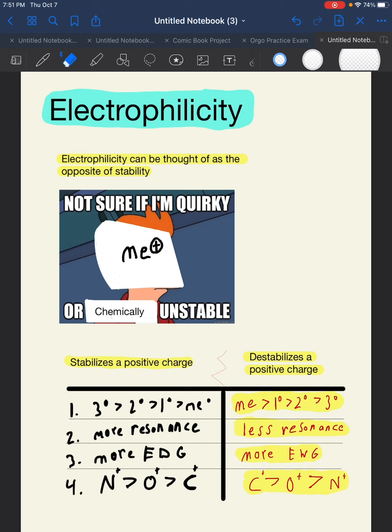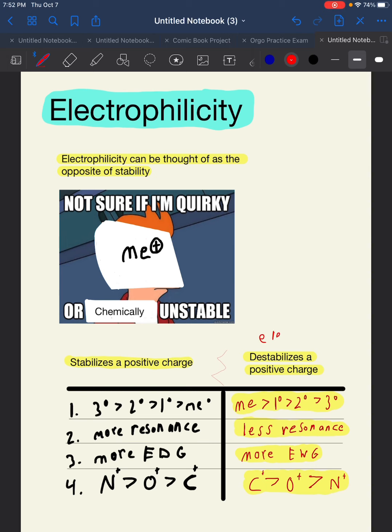So I've actually devised a little chart down here to help you with this concept. So let's think of it this way. Think of what stabilizes a positive charge on a molecule. Well, when dealing with carbocations, we know that tertiary is more stable than secondary, which is more stable than primary, which is more stable than methyl. So what makes the better electrophile is actually on the right here, and that's the opposite of this concept. So methyl, since it's less stable, is a better electrophile than a primary carbocation, which is a better electrophile than a secondary carbocation, which is a better electrophile than a tertiary carbocation.